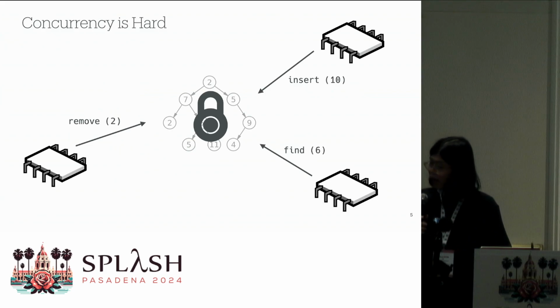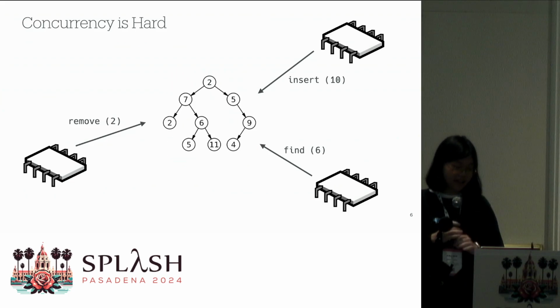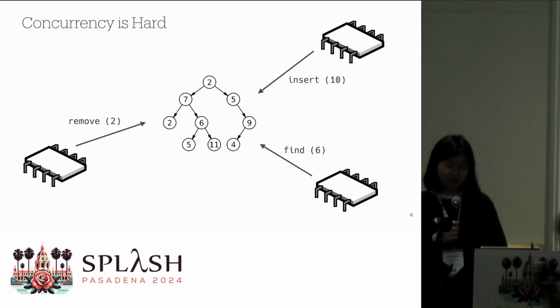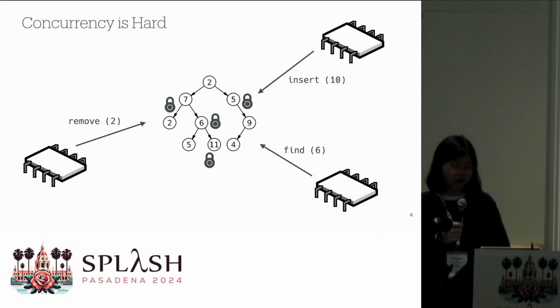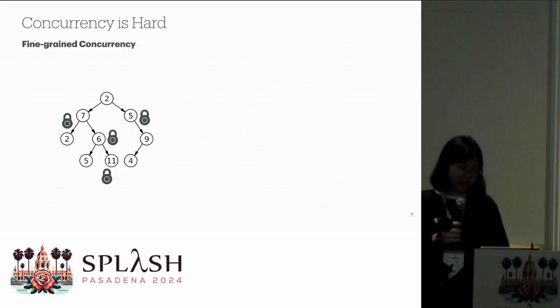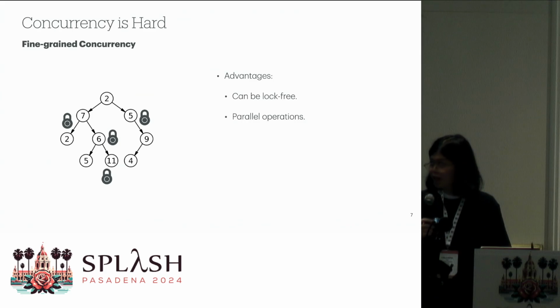Well, one way is to get rid of the mutex lock entirely, and instead redesign our sequential data structure completely to be concurrent and lock-free by being more selective with where we synchronize, with smaller, more fine-grained locks. We can get much better performance. We call this fine-grained concurrency. It sounds pretty obvious. And the advantages are the data structure can be lock-free and operations can actually be done in parallel.